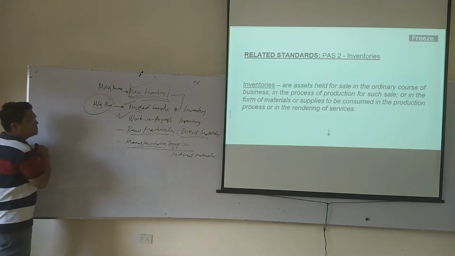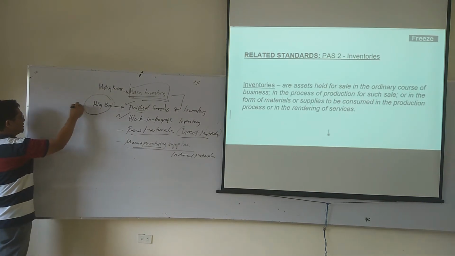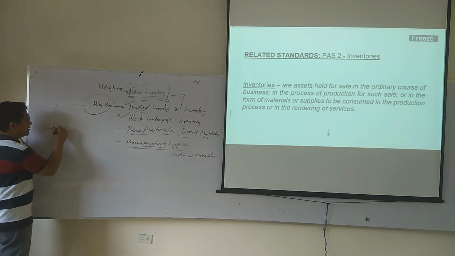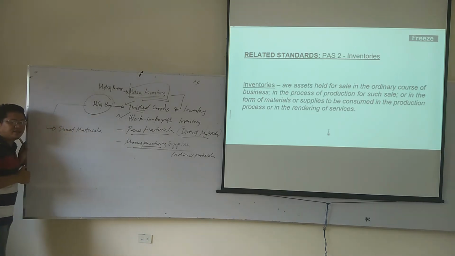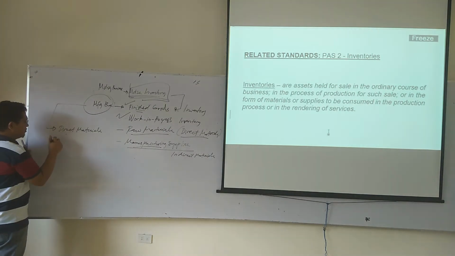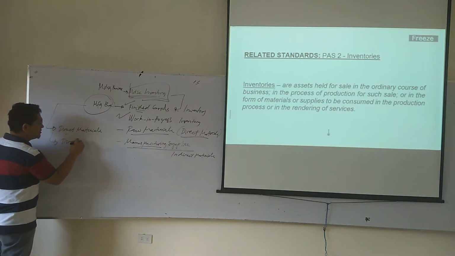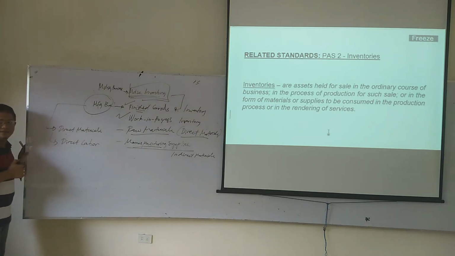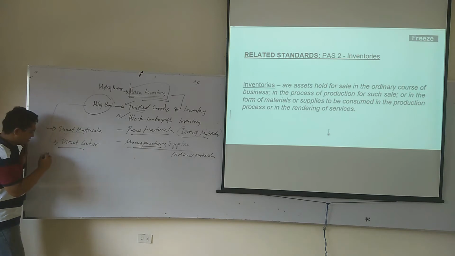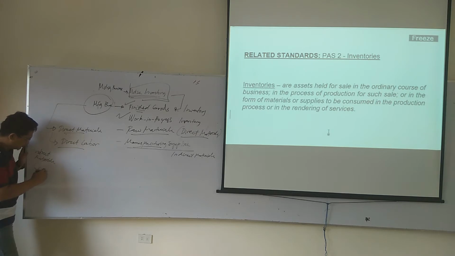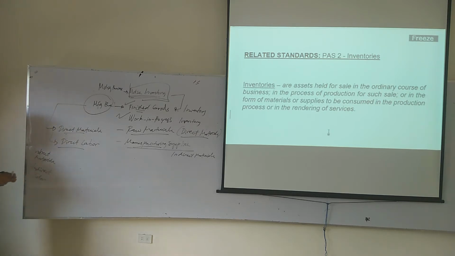So, in a manufacturing business, our inputs are direct materials. These direct materials should be converted. So, we use direct labor. So, we have direct materials and direct labor. Aside from your direct materials and direct labor, you also have indirect materials and indirect labor.